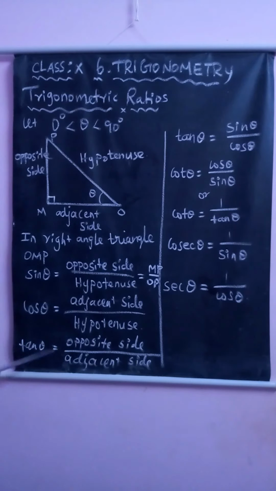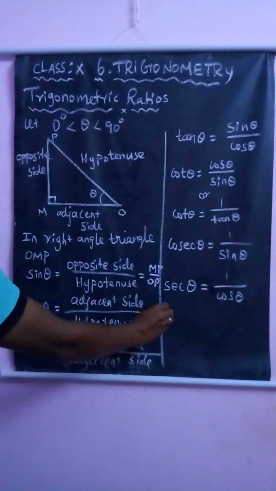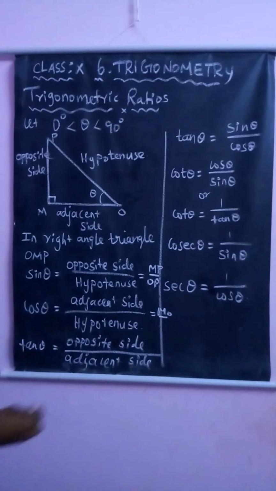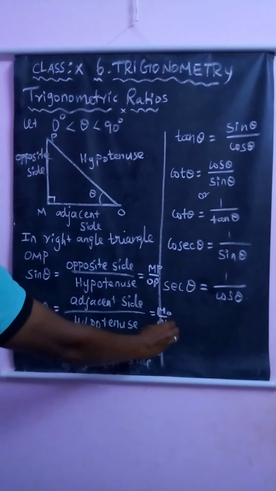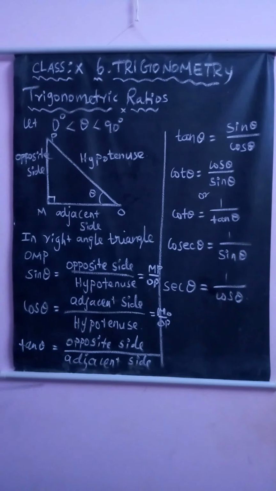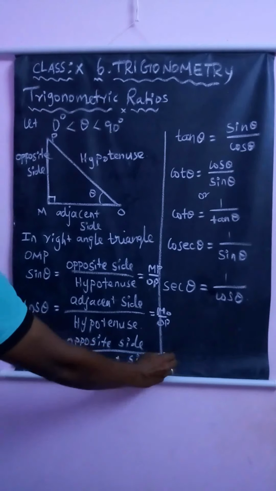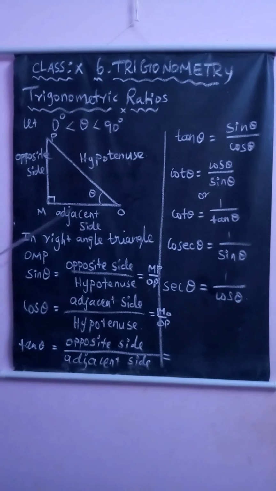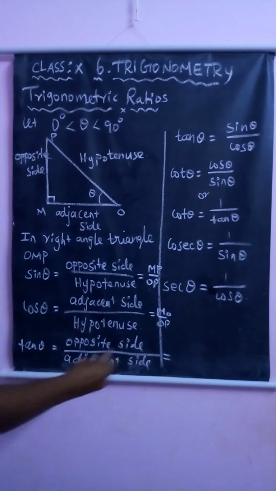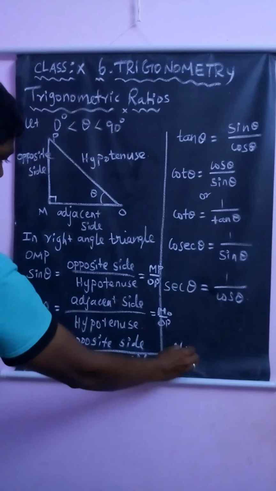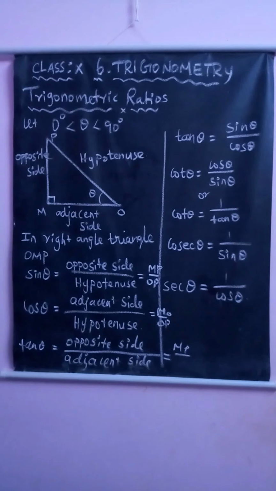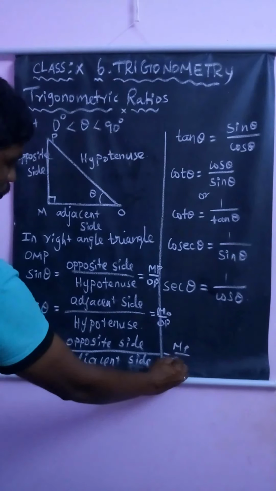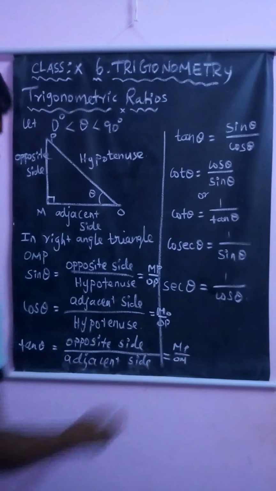Next, cos theta equals adjacent side divided by hypotenuse. Here the adjacent side is MO, divided by the hypotenuse, which is OP. Next, tan theta equals opposite side divided by adjacent side. In the right angle triangle, the opposite side is MP, divided by the adjacent side, which is OM.